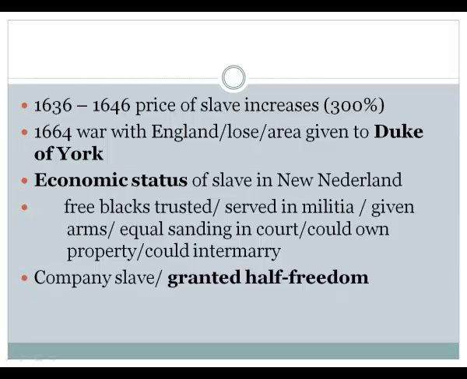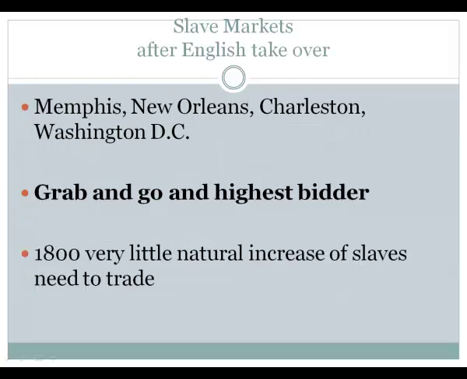And the economic status of slaves in the New Netherlands was a lot better off before the English took over. Free blacks were trusted. They served in the militia. They were given arms. They had equal standing in court. They could own property. They could intermarry. And even the company slave could be granted something called half freedom, which we explained last chapter. It's basically where you're still a slave, but you're allowed to go into town and work and live and have certain freedoms, but you still owe obligations to your master and to the company itself.